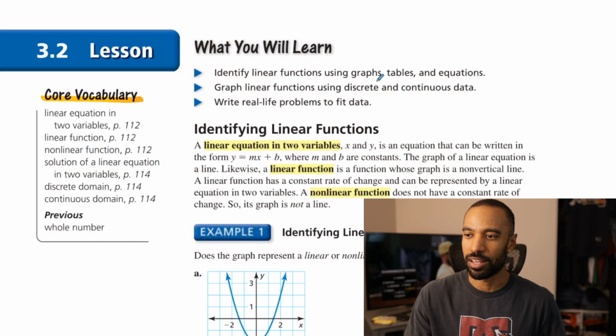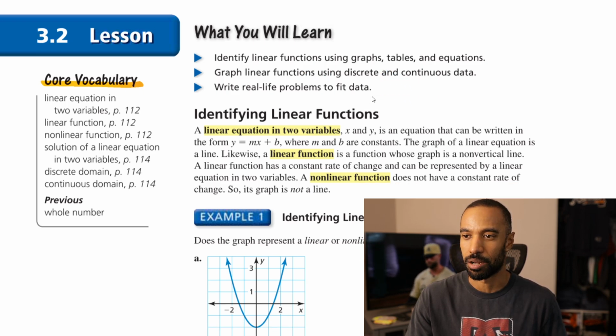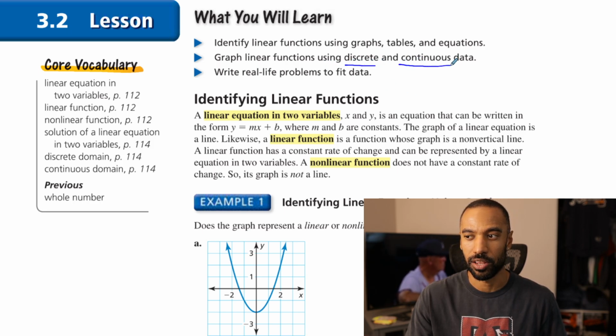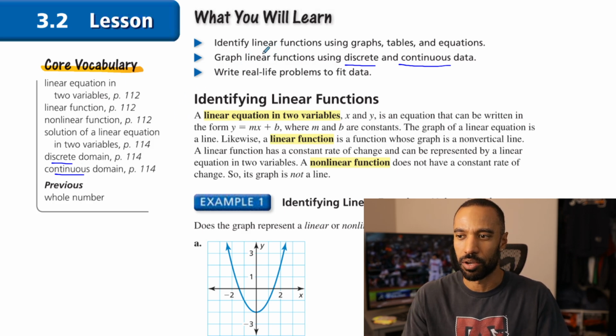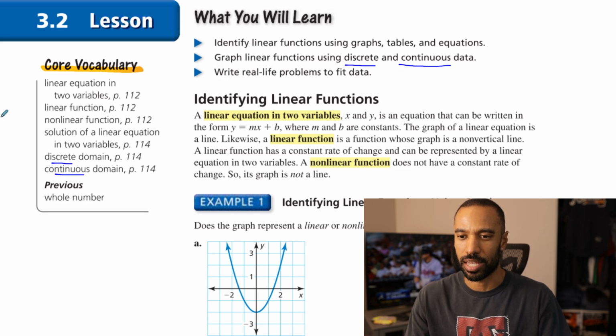We're going to identify linear functions using graphs, tables, and equations. So figure out when they're linear when you have any of those three representations. Oh, we will be graphing them using discrete and continuous data. Data probably means sets of points of some sort. I said these words, by the way, in the last section quite often, and now they're going to be referring to them here, at least discrete and continuous. They probably should have done it in the last section, but that's okay. We'll restate them again. And write real-life problems to fit data. We'll see what the heck that means within.